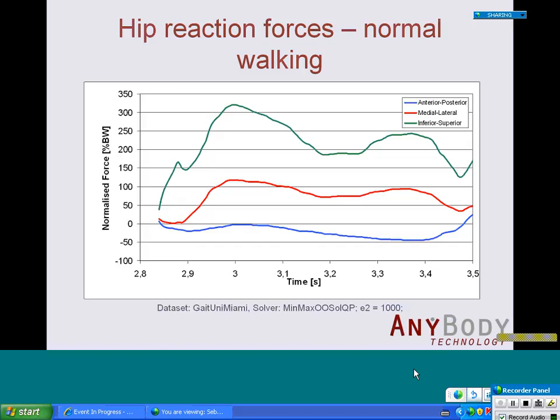And what you can see is this characteristic curve of the maximum forces in the inferior superior direction, and you can see all the other components which seem to fit rather good.